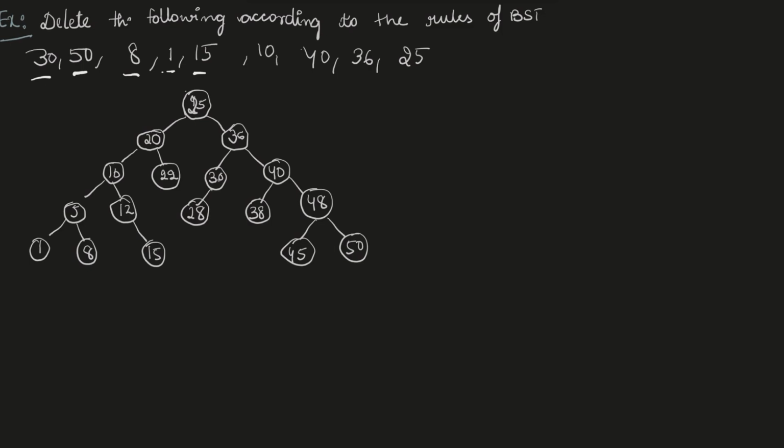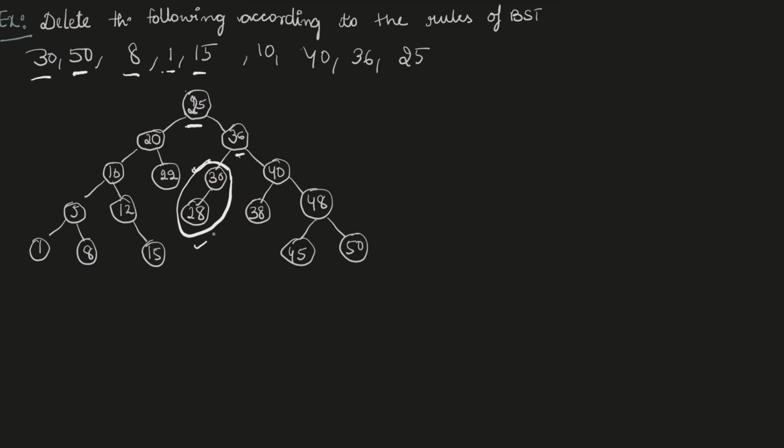Where do we find 30? Coming to the root node, it is 25. So 30 would obviously be greater than 25. So it would go to the right side and it would check 36. Now 30 is less than 36, so it would be on the left side of 36. So here we have found this. If we delete 30, see how is it?